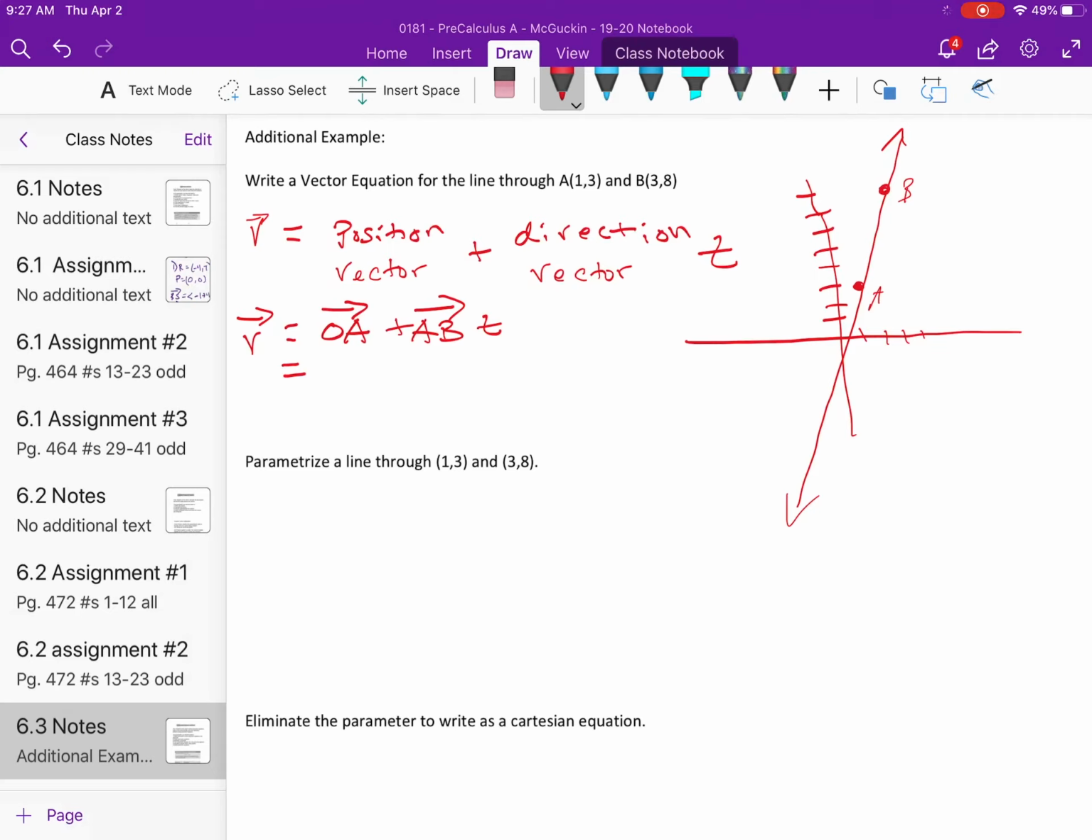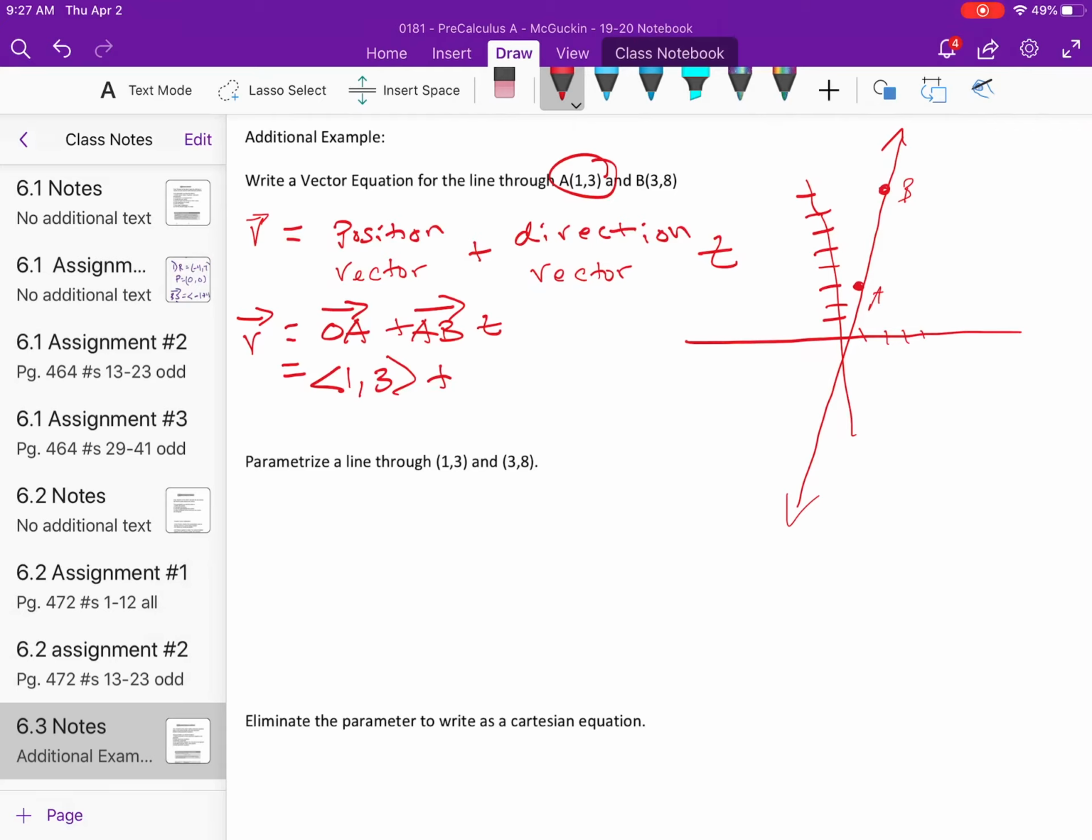All right, so now in this example, what is the position vector? Well, remember, if A is at 1, 3, and the initial point is going to be at the origin, 1 minus 0 is just going to be 1, 3 minus 0 is just going to be 3, so that means our position vector is just going to be 1, comma 3. And I'm going to add that to our direction vector.